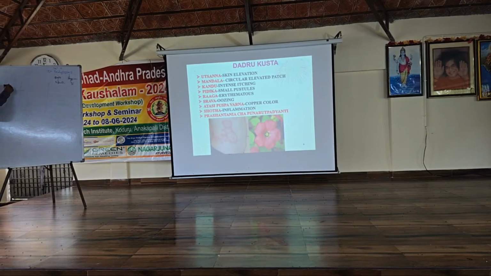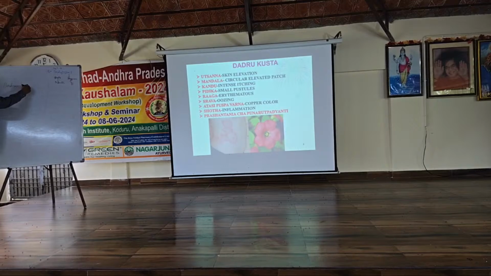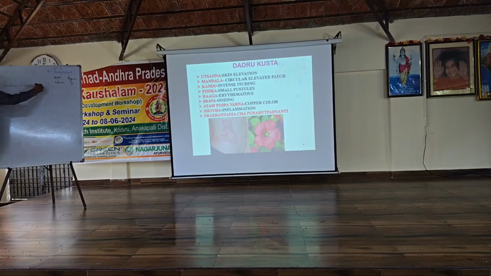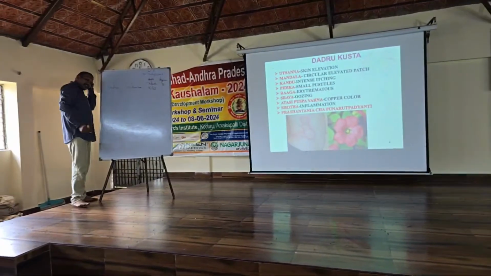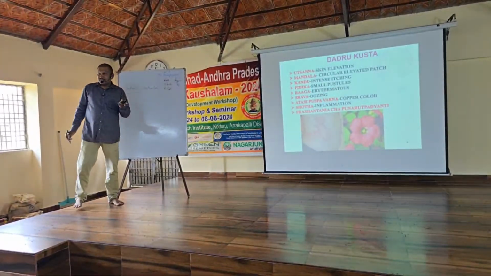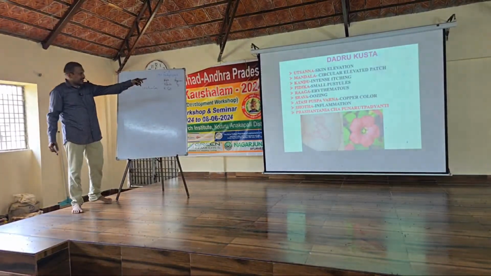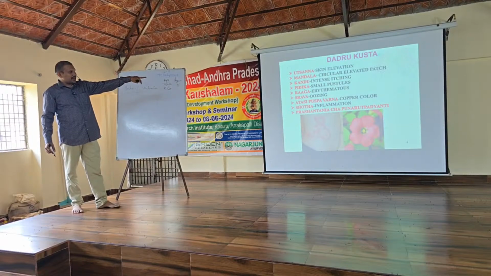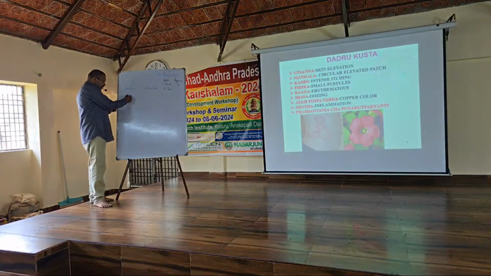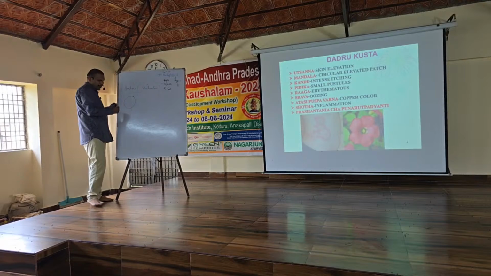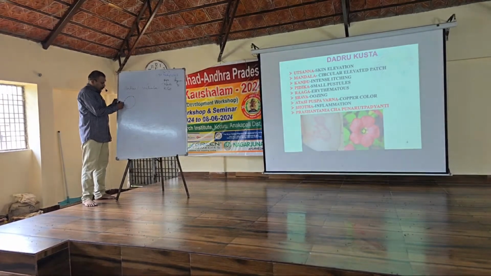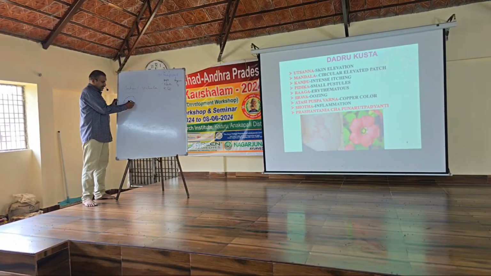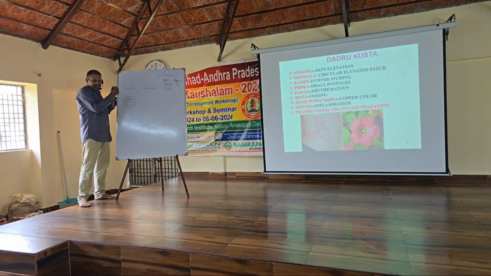Here round type of patches are clearly explained in the Samhitas. One is Dadru, second is Vicharchika, and third is Kitiba Kushta. In these three diseases, the patient comes with circular patches only. In Dadru, Utsanna Mandala is clearly explained: these circular patches consist of pustules like this, and the center is very clear.